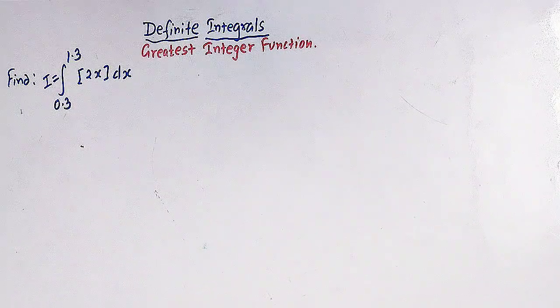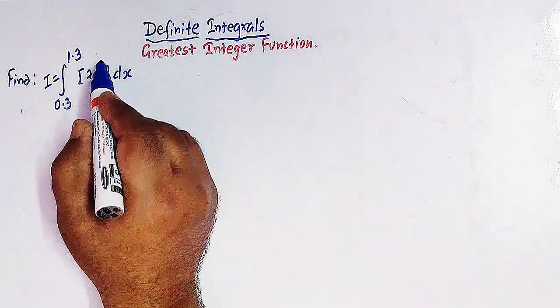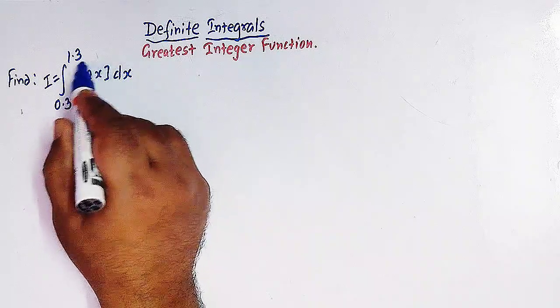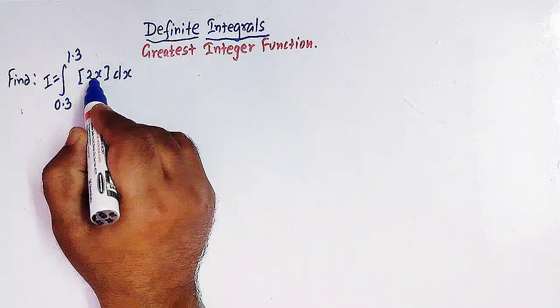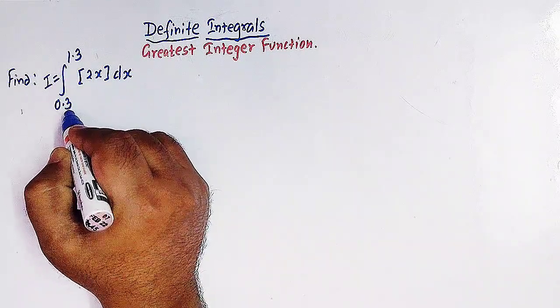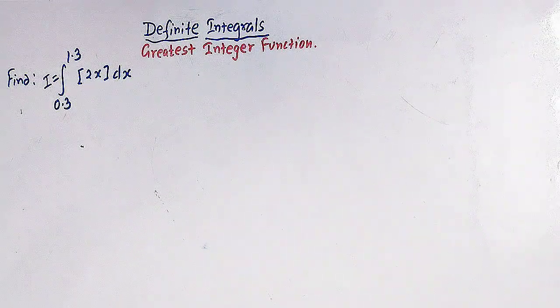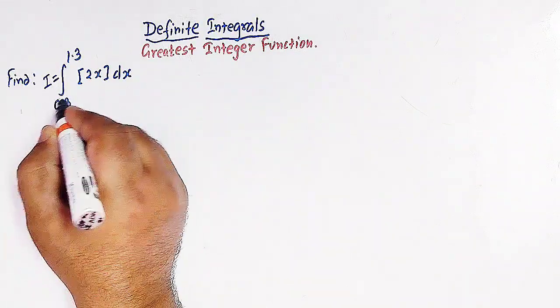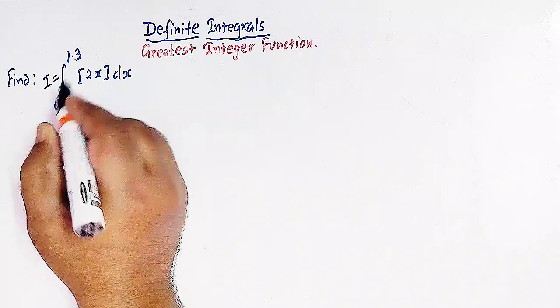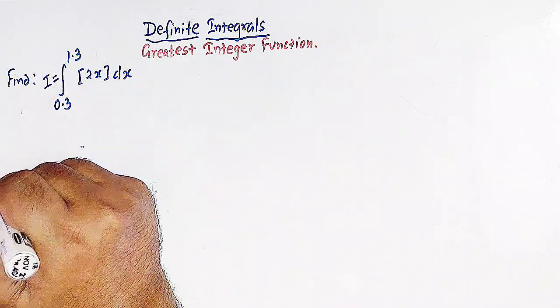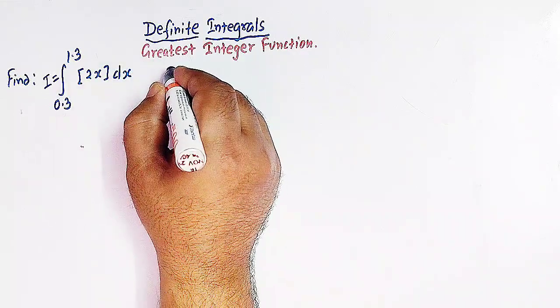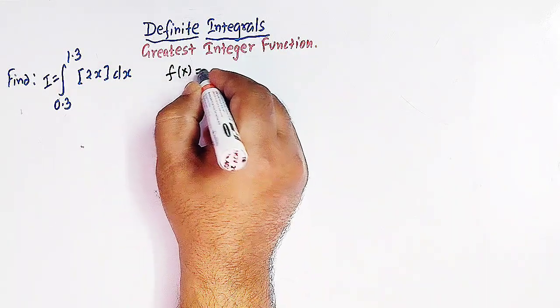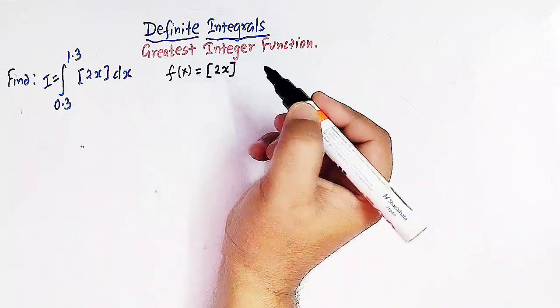Now in order to solve these type of integrals, what we usually do, we make use of the definition of greatest integer function, and first we'll try to redefine this function or the integrand, that is greatest integer of 2x, within these limits, that is 0.3 to 1.3, right? So here we see that the lower limit is 0.3 and the upper limit is 1.3, and let us take the integrand as f of x, that is equal to greatest integer of 2x, right?